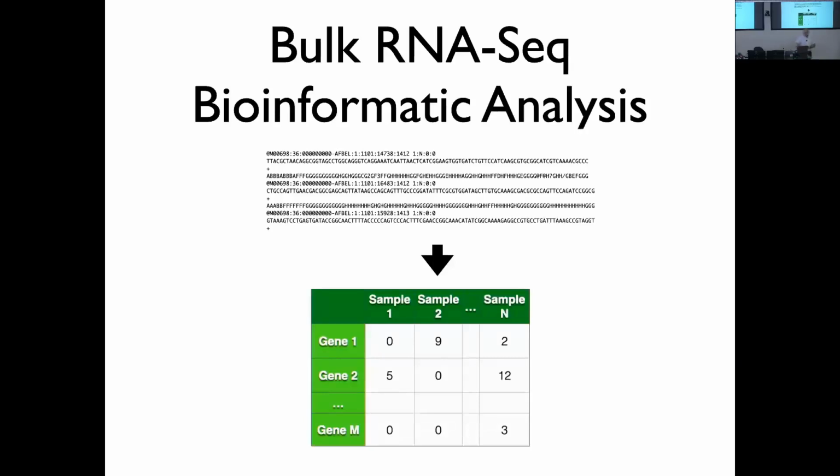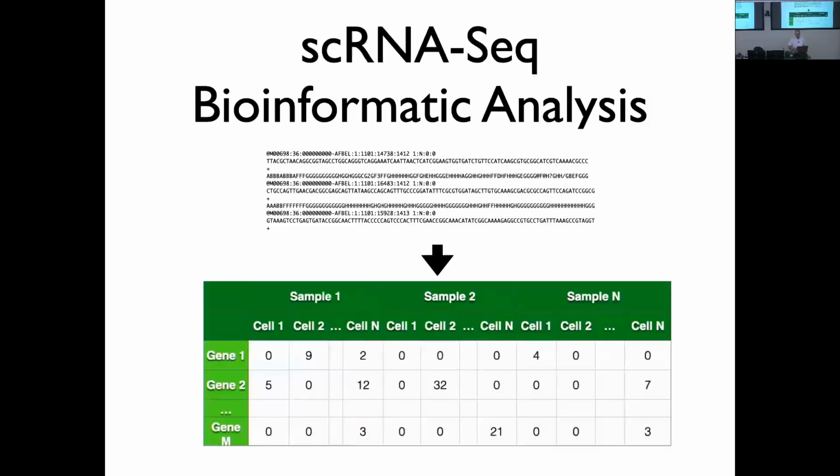So this should look familiar to you from 2 weeks ago. When you have bulk RNA-seq data, you're starting off with sequence data, and for the bioinformatic analysis, the goal is to get to this, where you have a table for each sample. You have the counts for each of the genes in the genome. Like here, sample 1 for gene 1 has 0 counts. For gene 2, it has 5 counts. For gene M, it has 0 counts. You get the idea. For single cell RNA-seq, it's really the same goal.